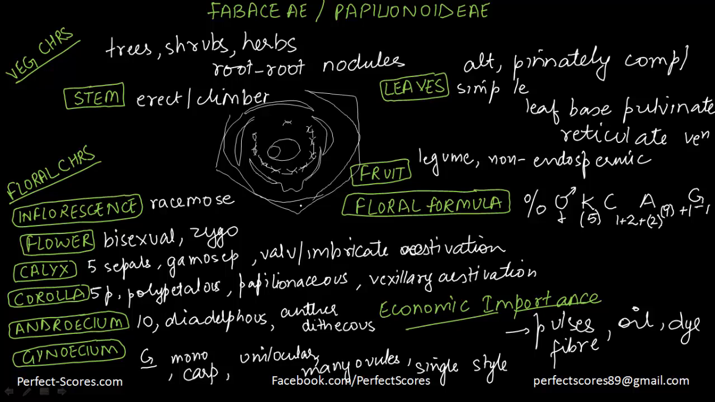So the next family that we have to do after Fabaceae is the family Solanaceae, that is commonly known as the potato family. Now this family is distributed in the tropics, the subtropics, and even the temperate zones. So coming to the vegetative characteristics, usually they are herbs, shrubs, and very rarely but small trees.